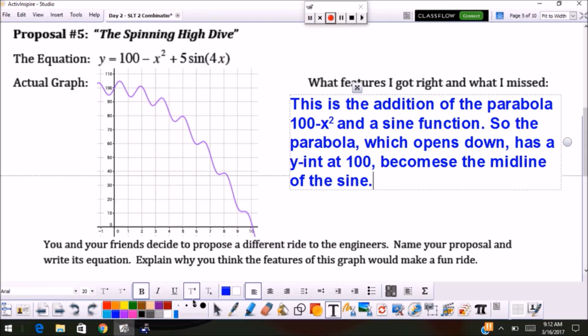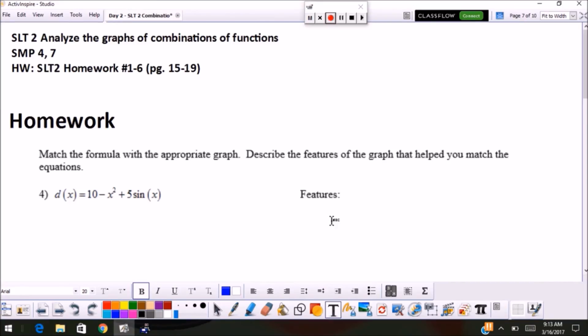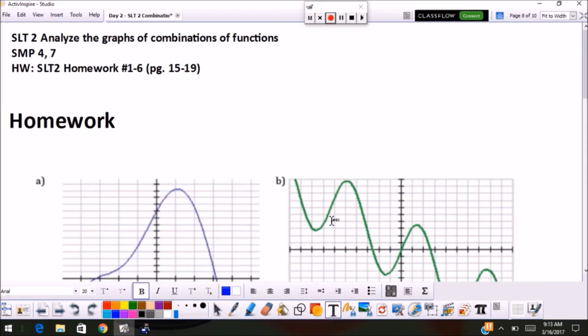All right, your job now is to work on pages 15 to 19 and to match the formula with the appropriate graphs. Describe the features that you use to help you. For example, here are the equations, here are more equations, and here are the graphs that you are to match with.